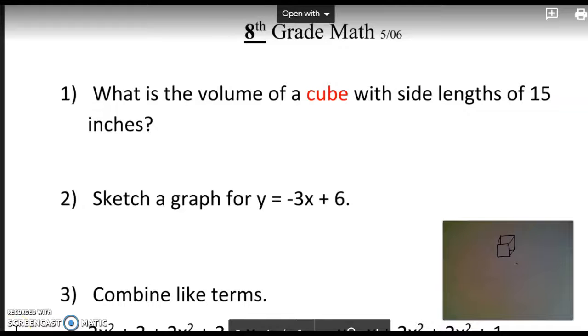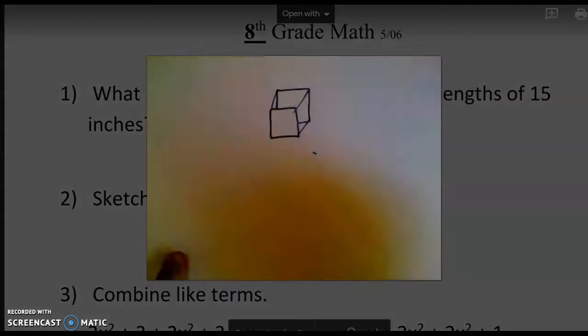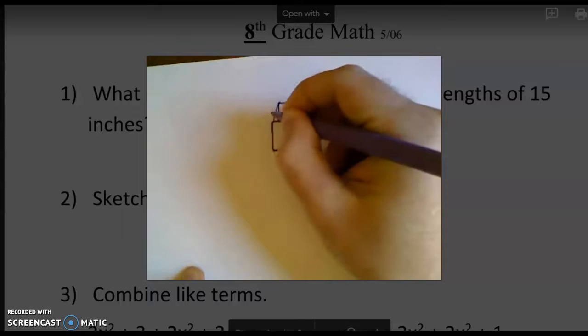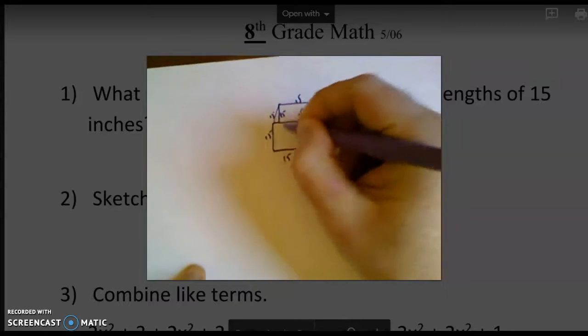Here are the answers to the warm-ups on May 6th. So what is the volume of a cube with side lengths of 15 inches? So I have a cube. I'm going to label all the sides 15. If it's a perfect cube, that means every side length is 15 all the way around.